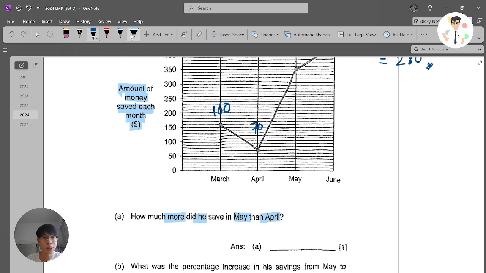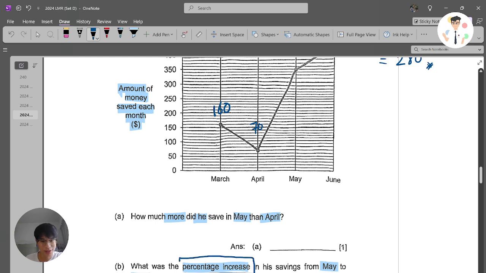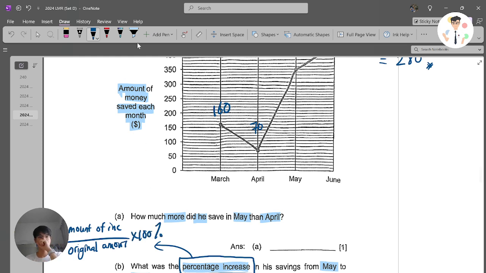B, what was the percentage increase in his saving from May to June? Now, again, we are looking at percentage increase, and it is good because definitely there will be one question about percentage increase. Again, the formula of percentage increase is the amount of increase divided by original amount, and I need to times 100%. And again, I reminded you many times, do not include the percent inside your calculator calculation.